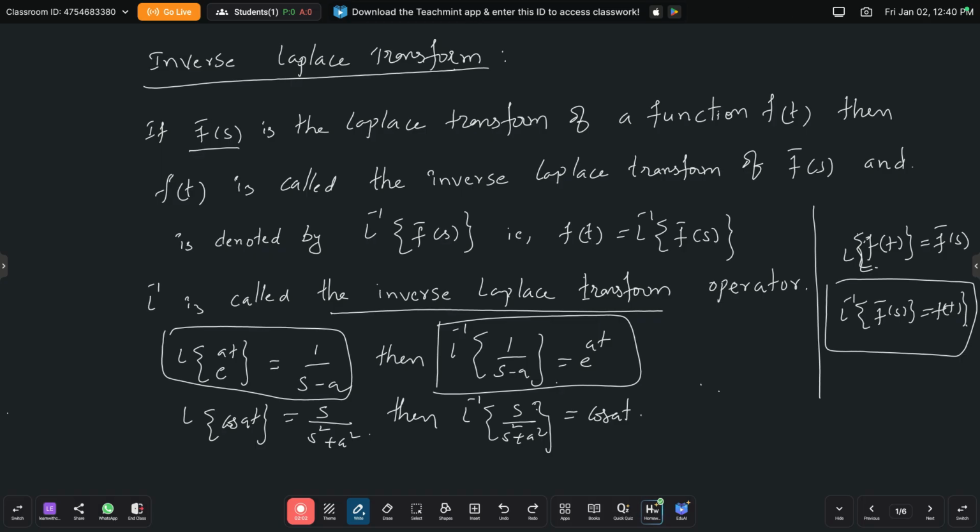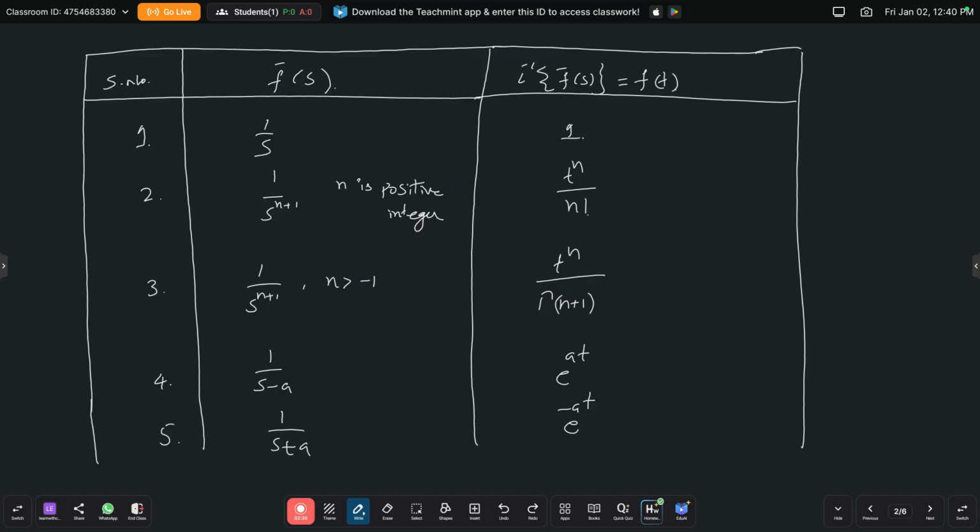Same thing I am taking. L of cos at equals s by s square plus a square. So L inverse of s by s square plus a square equals cos at. Okay?